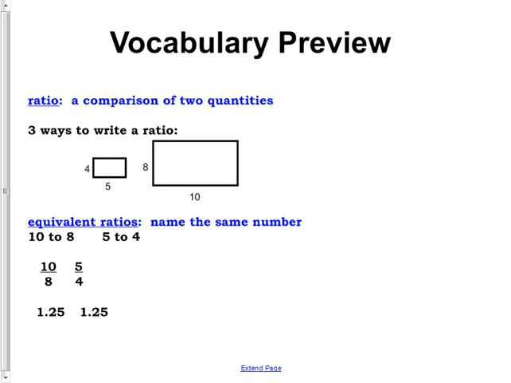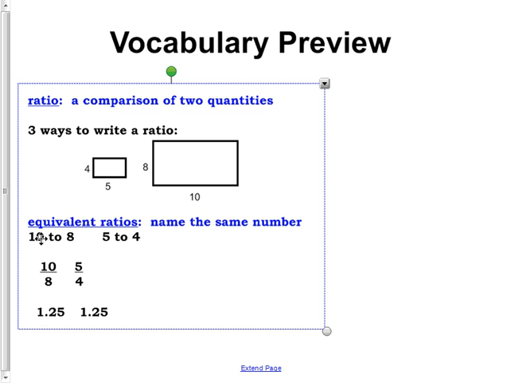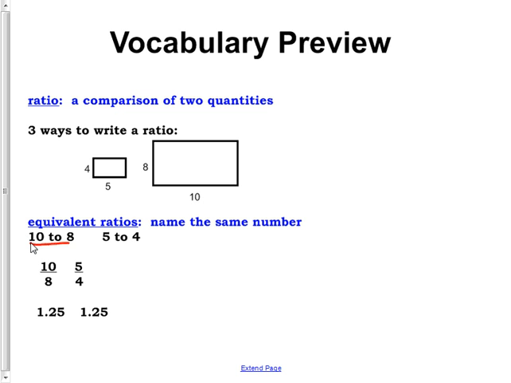Ratios are going to be written in three different ways. It's a way of comparing two quantities. First of all, it can be written as 10 to 8 or 5 to 4. We're actually not going to be using this one too much. Fractions, we are going to be using those a lot: 10 over 8 or 5 over 4. So they did the long over the short, long over the short. Also, you can write it as 10 colon 8 or 5 colon 4.